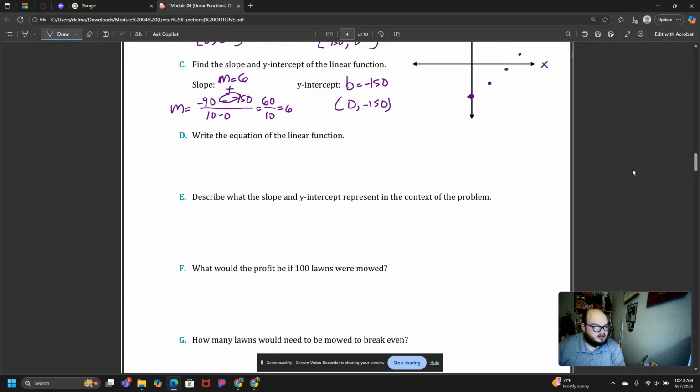And then we have to write the equation. Well, now we know the equation will be y equals mx plus b. We might want to use P for profit based on n, the number of lawns. So we could note that P is profit and n is the number of lawns. So P of n is equal to, what's the slope? 6. And what's the y-intercept? Negative 150.